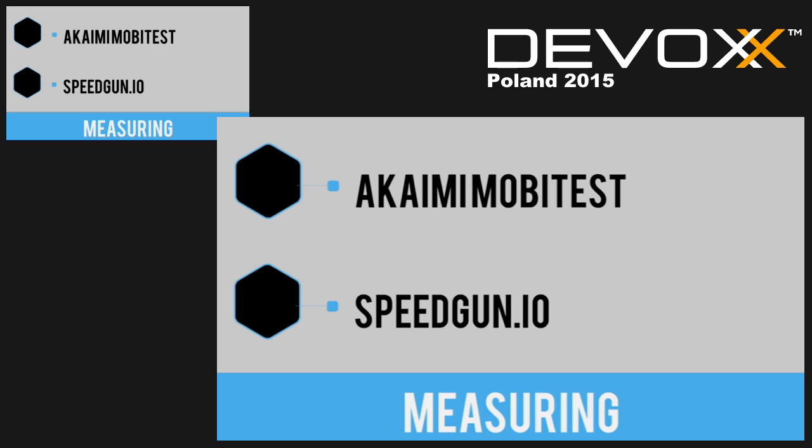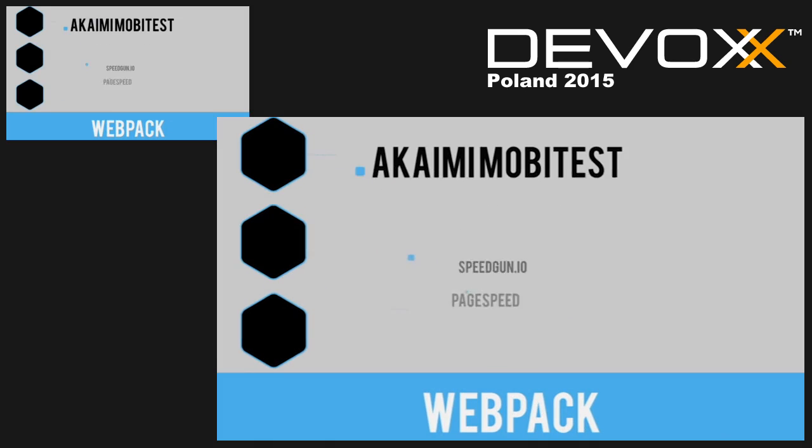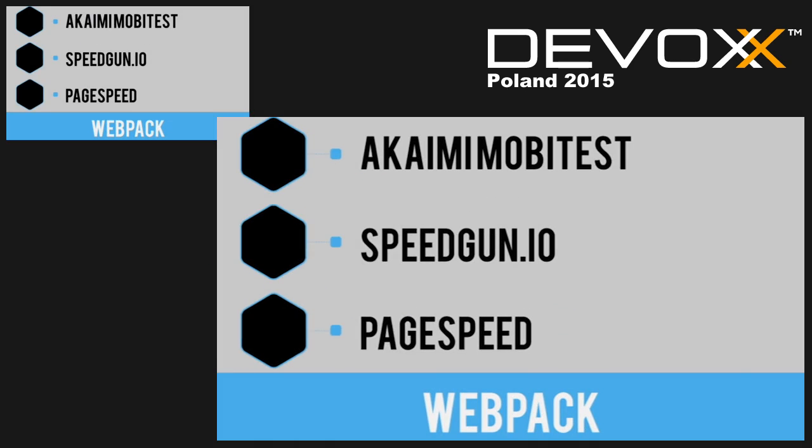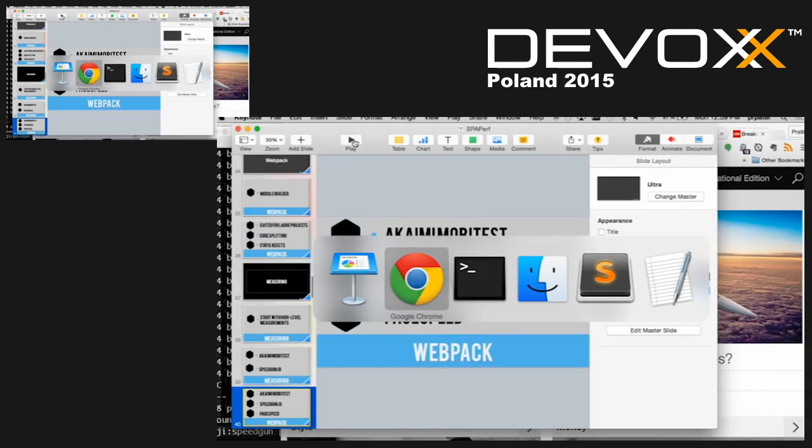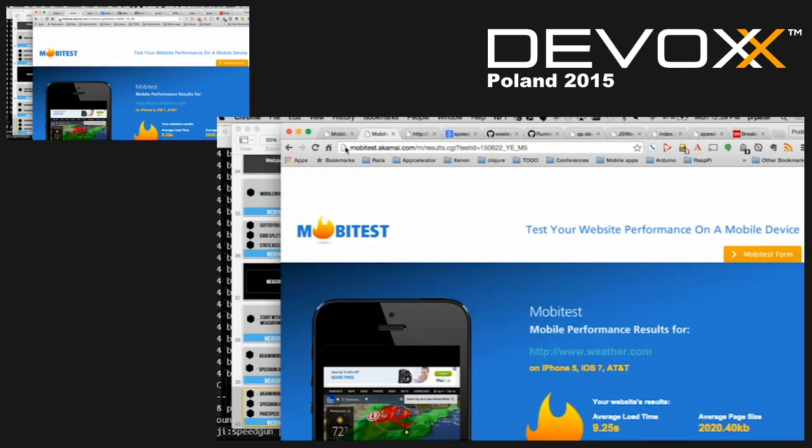So they hook into the low-level timing API and other things within the web browser to give you an idea of, as you build your web application, what is the overall load performance of my site? Right, but let's look at Akamai Mobitest really quick. So I have it running already. I think I've already run it here.